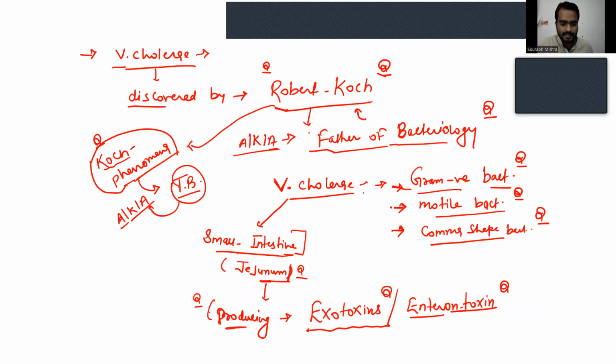We'll discuss it after 2 minutes. After acting on the jejunum part of the small intestine, it produces exotoxins. Toxins are mainly divided into two types: endotoxin and exotoxin. Vibrio cholerae produces the exotoxin. The intestine's name is enteron, so the toxin produced by Vibrio cholerae is also known as the enterotoxin, or exotoxin.